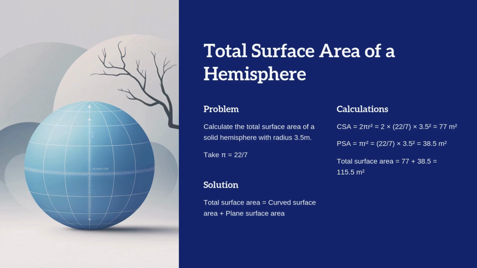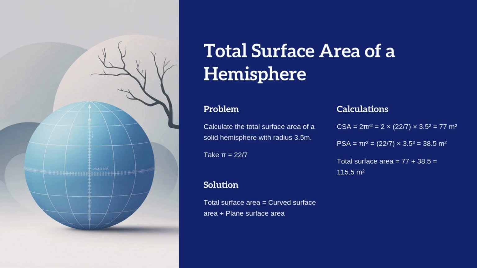Simplify 3.5 squared. 3.5 squared equals 12.25. This is derived from multiplying 3.5 by itself. Now compute step by step. 2 multiplied by 22 equals 44. 44 multiplied by 12.25 equals 539. Divide 539 by 7 equals 77. This is simplified through multiplication and division. So curved surface area equals 77 square meters.